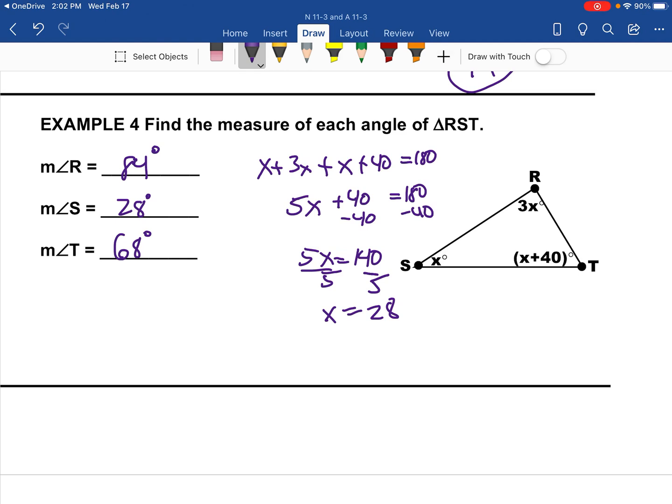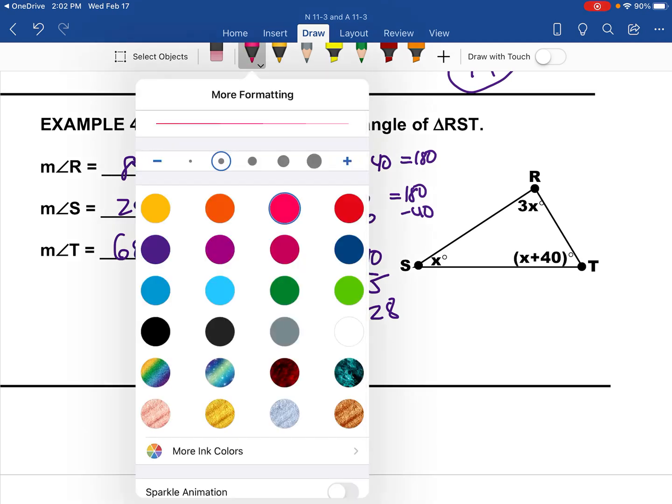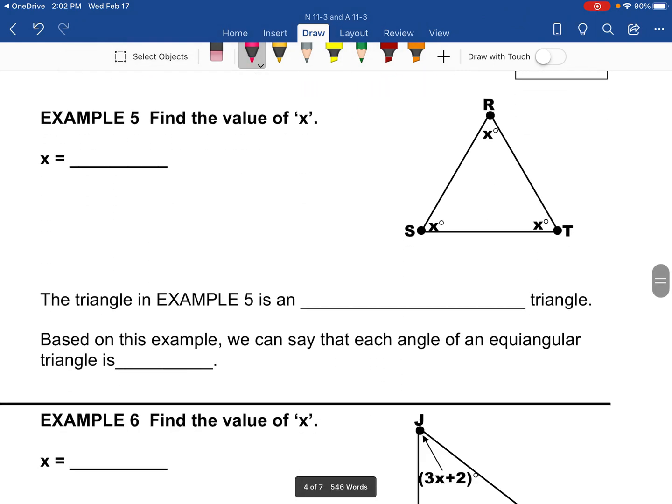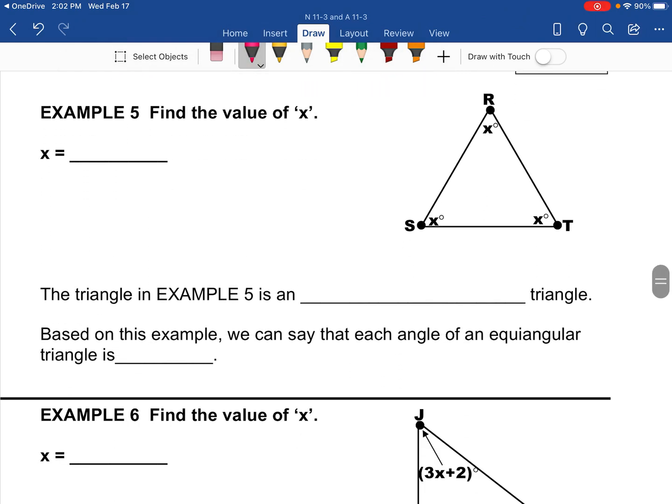Okay. All right. Moving on, let's go to the next page. Look at example 5. It says find the value of X. Well, they're all equal, therefore it's got to be equiangular. Therefore 180 divided by 3 will give me 60 degrees for angle X. So this triangle is an equiangular triangle. We can also say, because it's equiangular, each angle is 60 degrees. So if it's equiangular, all angles will measure 60 degrees.